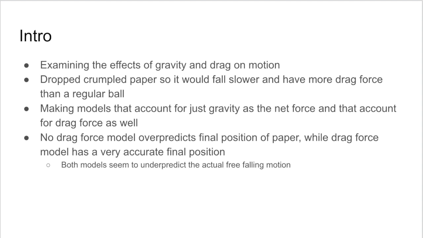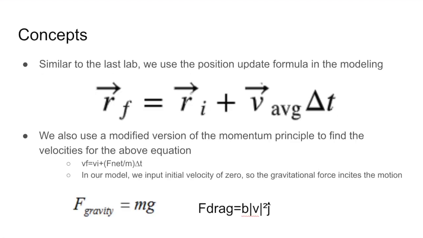I put the video of the falling paper into Tracker to extract position data, and from there created models for the falling paper with and without a drag force accounted for. A short summary of my results is that the model with no drag force overpredicts the final position of the paper, while the drag force model is very accurate for the final position. Both my models underpredict the position during the actual falling.